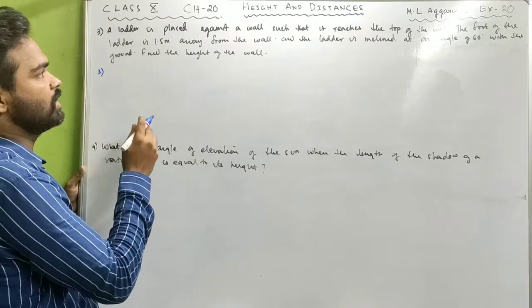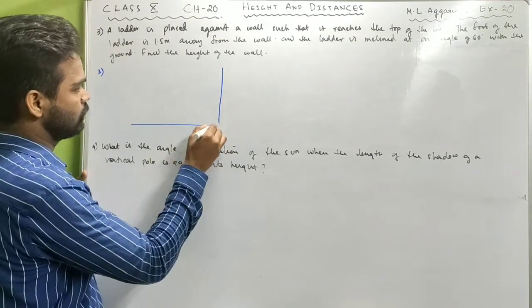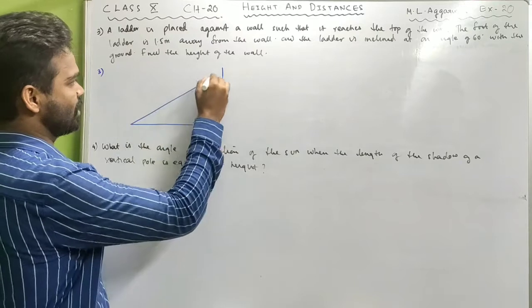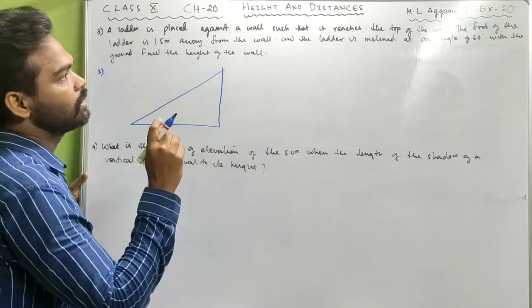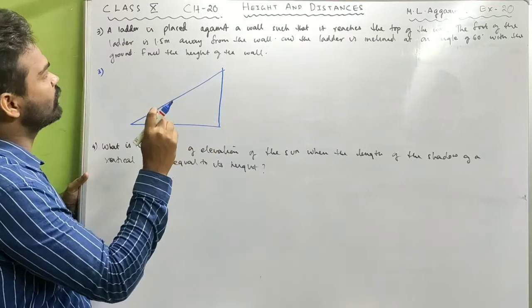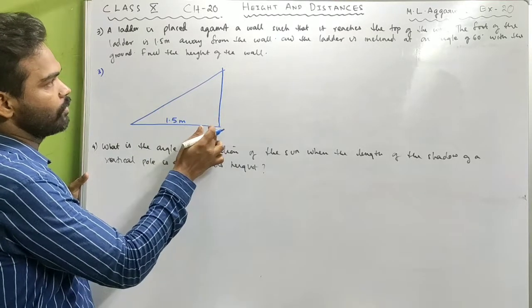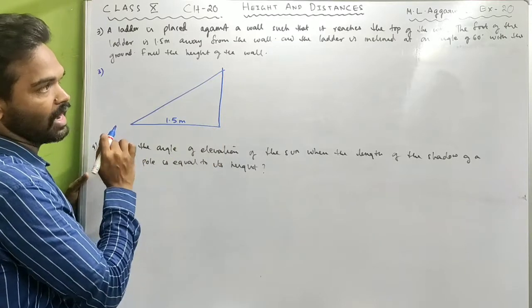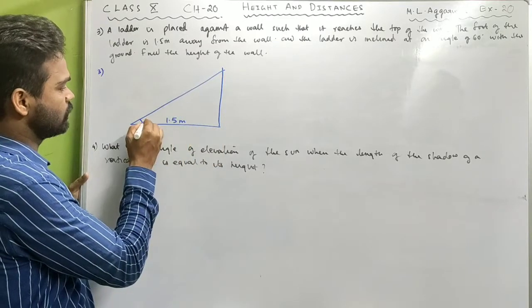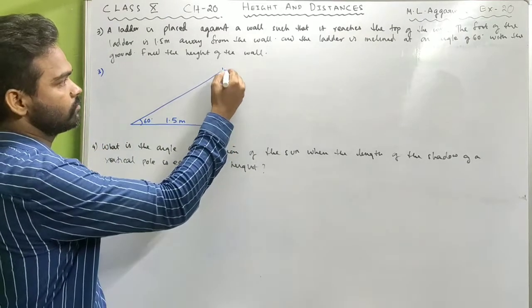A ladder is placed against a wall. So if this is your wall, of course, this has to be the ladder, okay? Such that it reaches the top of the wall. The foot of the ladder is 1.5 meter away from the wall, and the ladder is inclined at an angle of 60 degree with the ground. Find the height of the wall.